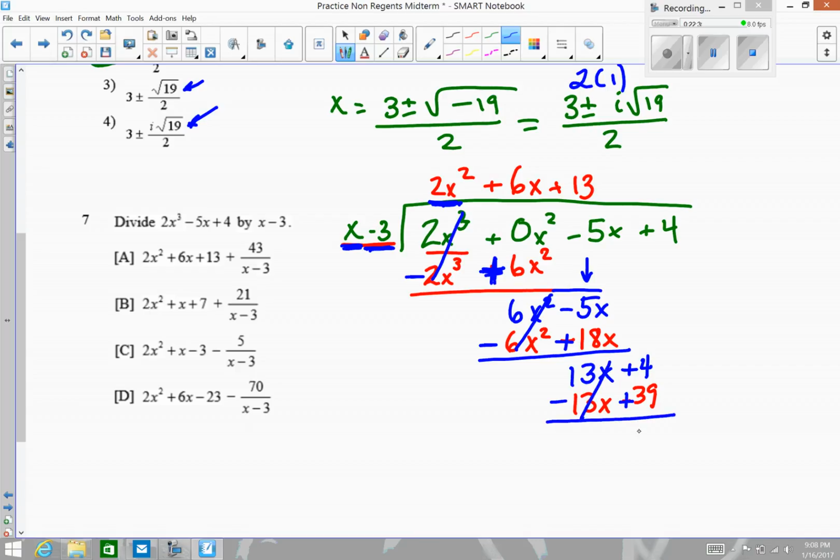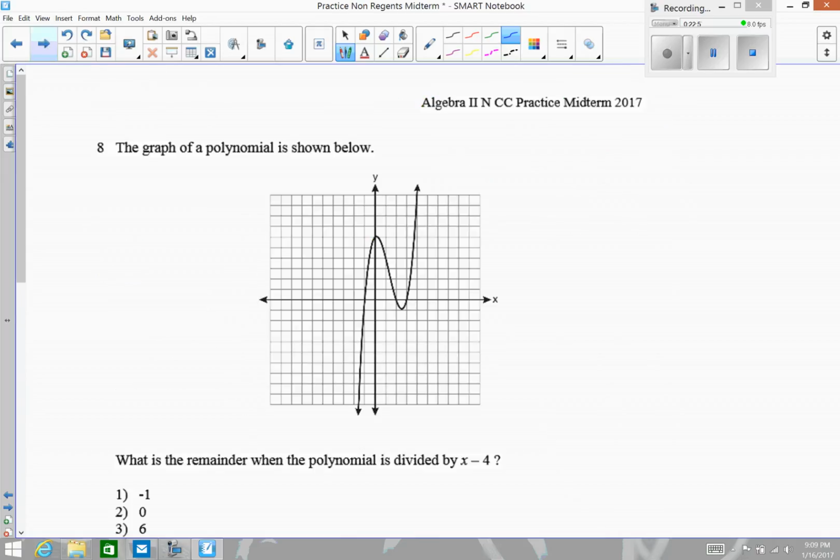Add vertically, and I get 43 here, which is my remainder. And I'm going to write that as plus 43 over x minus 3. The answer is A. Moving on to number 8, we have a graph.